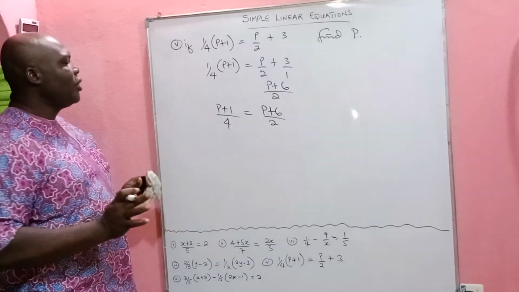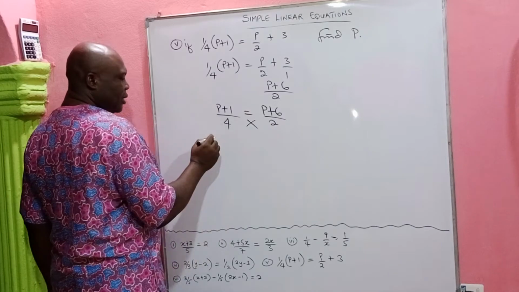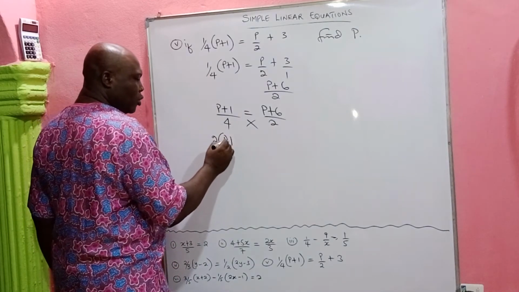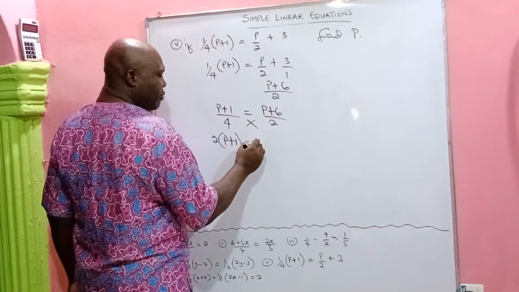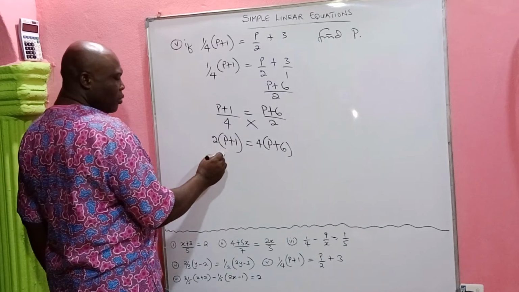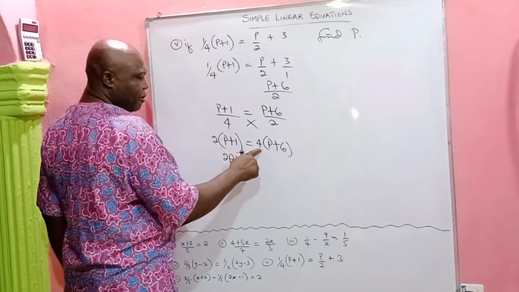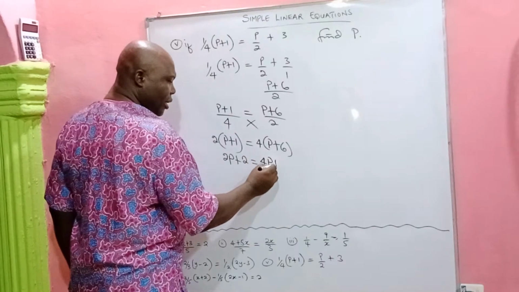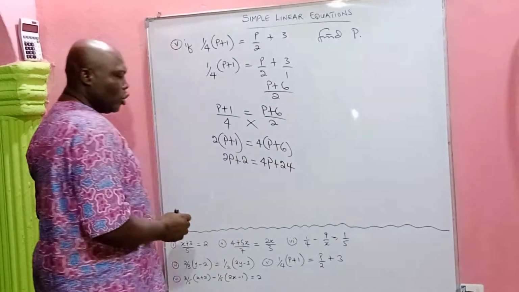It's that simple. So at the end of the day, we are going to cross multiply. So 2 times this will give us 2 into p plus 1 is equals to 4 times this. So that will be 4 into p plus 6. So we want to expand. 2 times p will give us 2p plus 2 times 1 is 2. And then 4 times p will give us 4p plus 4 times 6, that will give us 24. So we collect like terms.